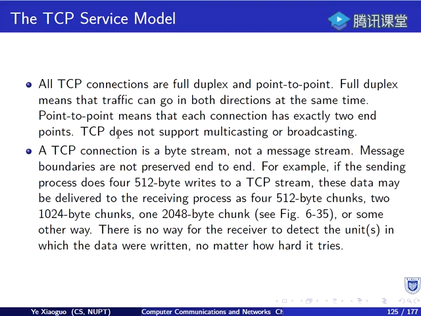Now, all TCP connections are full duplex and point-to-point. Full duplex means that traffic can go in both directions at the same time. Point-to-point means that each connection has exactly two endpoints. TCP does not support multicasting or broadcasting, while UDP can support multicasting or broadcasting. That is, they are needed by video conferencing or other multimedia applications.